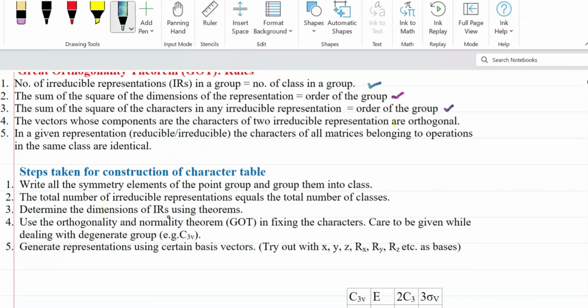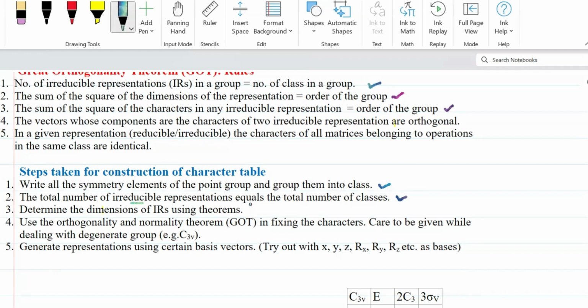Next, let us take into account the various steps to be taken for the construction of the character table. The first step: you have to write all the symmetry elements of the point group and group them into classes. After finding the number of classes, we will get the total number of irreducible representations. Once the classes are obtained, how many classes are there? That many irreducible representations are assigned. So that is the second step.